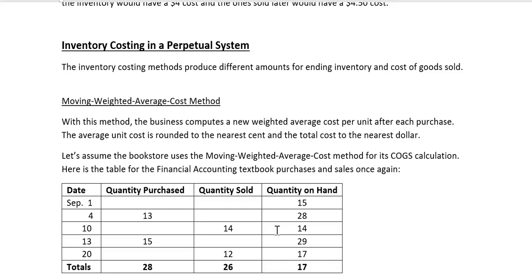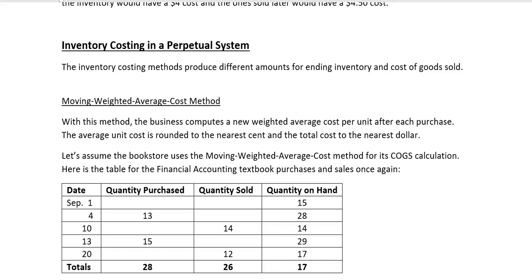The average unit cost is rounded to the nearest cent and the total cost to the nearest dollar. So because the unit cost is used for other calculations, we retain some extra accuracy by rounding to the nearest cent. Meanwhile, the total cost items, such as ending inventory and cost of goods sold, are typically used for journal entries, so we try to keep our journal entries a little bit tidier by rounding numbers to the nearest dollar.